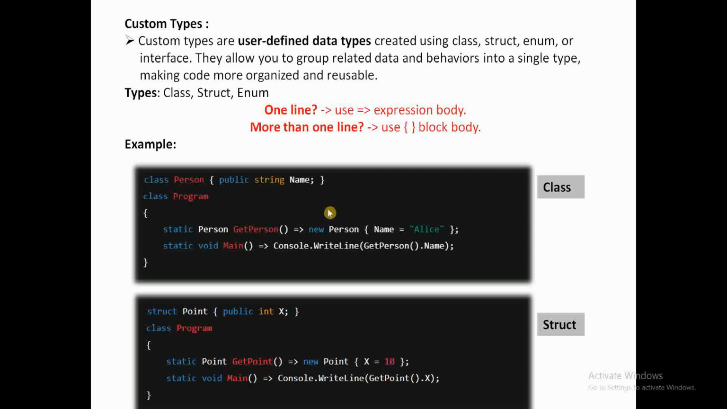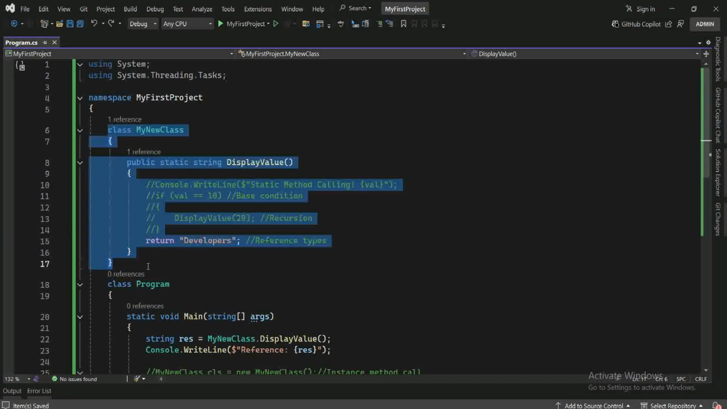Otherwise, if we have multiple lines of code, then we simply use the block body, as we are already using here. More than one line of code, go with block body. Only in this scenario we have one line of code, so we are going with expression body. Otherwise we have to go with block body for multiple lines of code. Now let's see the custom types.